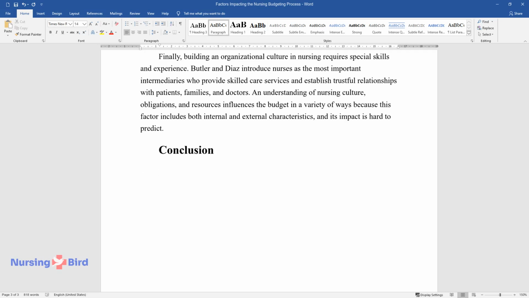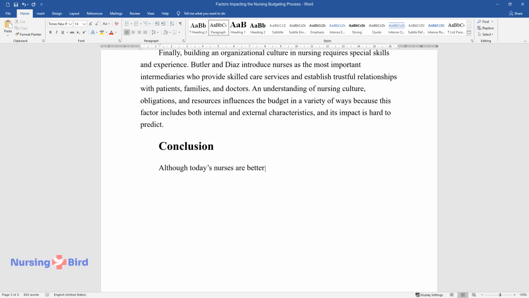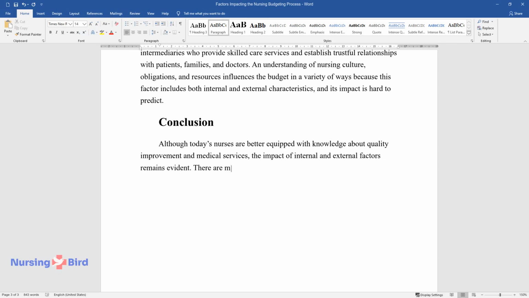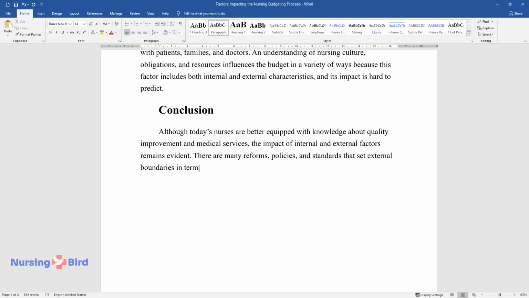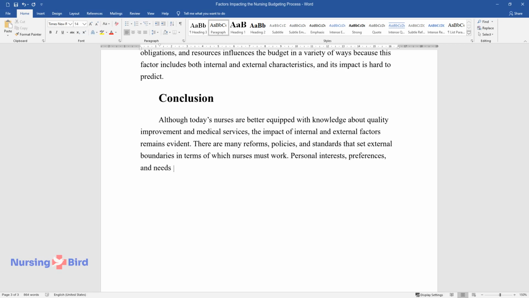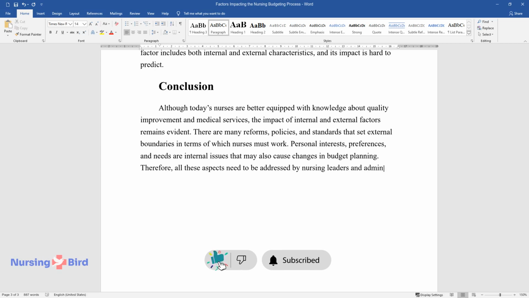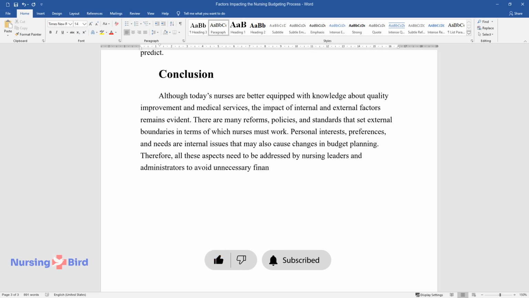Conclusion. Although today's nurses are better equipped with knowledge about quality improvement and medical services, the impact of internal and external factors remains evident. There are many reforms, policies, and standards that set external boundaries in terms of which nurses must work. Personal interests, preferences, and needs are internal issues that may also cause changes in budget planning. Therefore, all these aspects need to be addressed by nursing leaders and administrators to avoid unnecessary financial challenges.